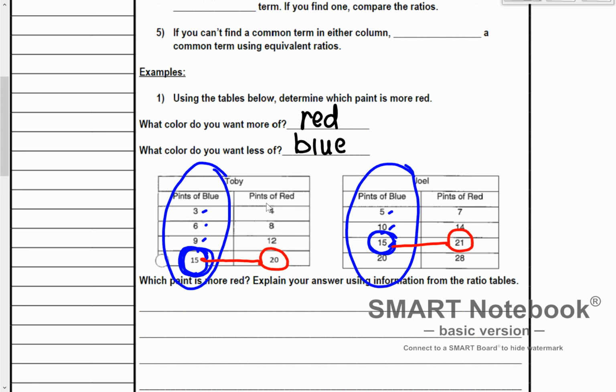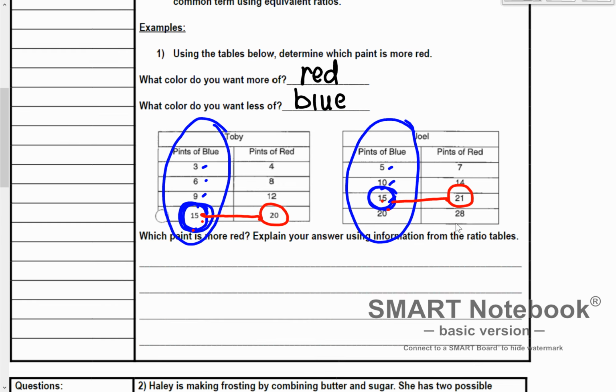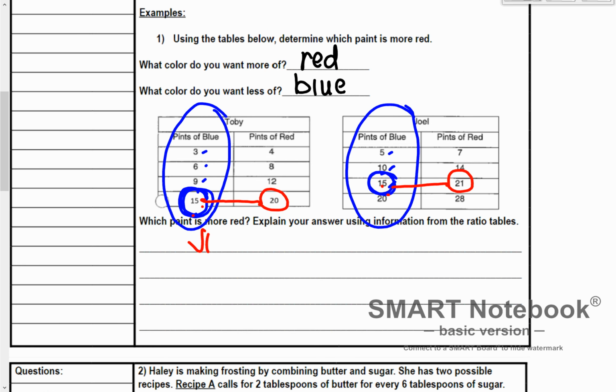So now we're going to think back to what the problem was asking. They want to know which paint is more red. Well, they both have 15 pints of blue, so their amount of blue is the same. But when they have the same amount of blue, Toby only has 20 and Joel has 21. So Joel's paint is more red.